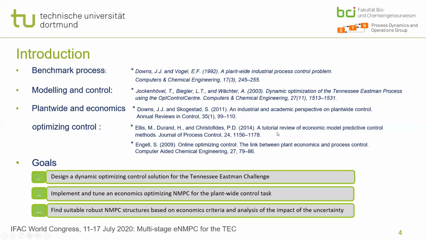And so the goals for this work are, first of all, to design a suitable dynamic optimizing control solution for the Tennessee Eastman challenge, and then to implement and tune this as an economics optimizing NMPC implementation. Of course, we're also interested in finding a suitable, robust NMPC structure, which we are basing on the evaluation of the economics criteria and the analysis of the impact of the uncertainty on these economics criteria.